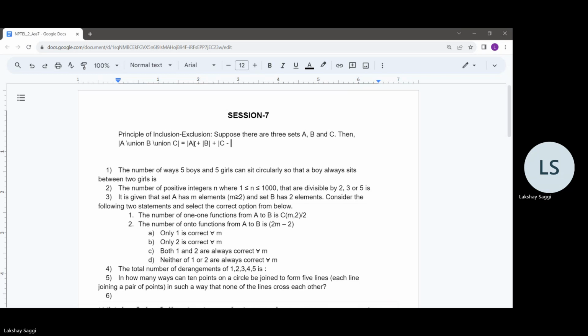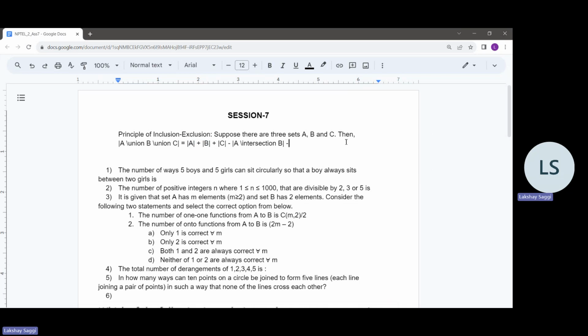minus cardinality of A intersection B. So how do we calculate this? Suppose we want to count the number of elements in A union B union C. So we count the number of elements in A, then count the number of elements in B, then in C. And by that time, how many elements we have overcounted, we try to subtract them. So we have added the elements which are in A intersection B twice. So we subtract them one time by subtracting this A intersection B term.